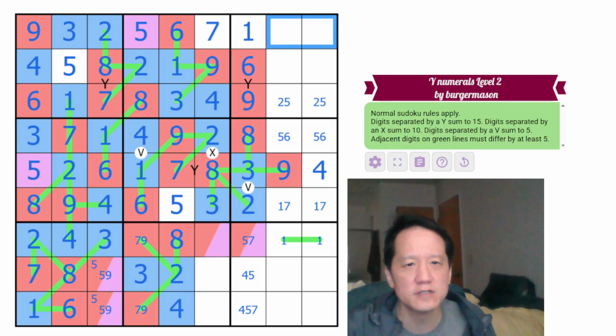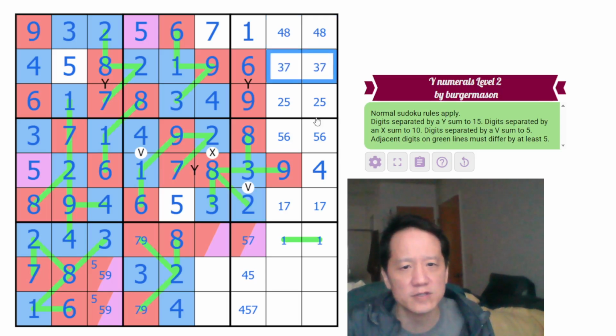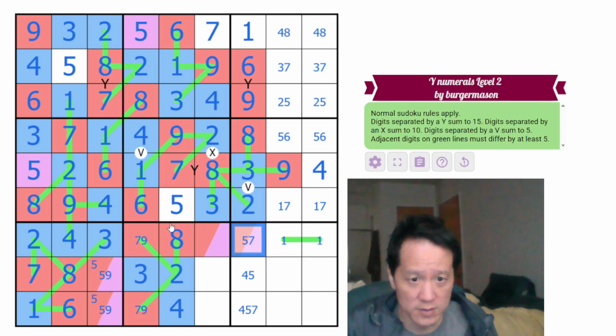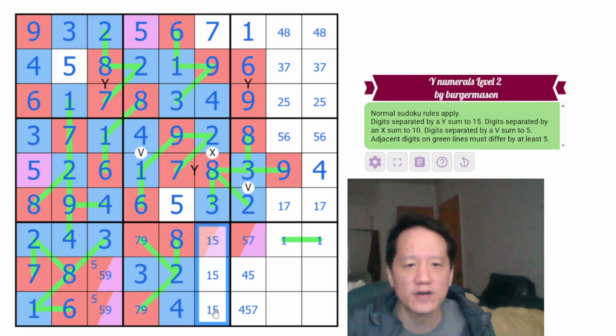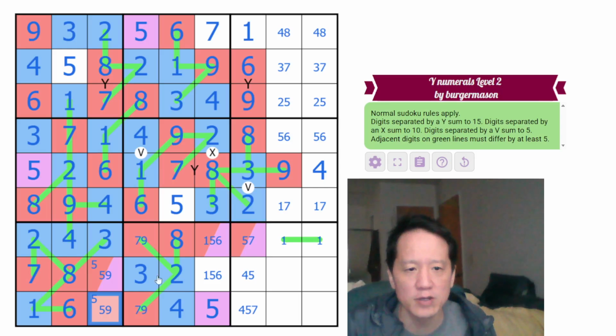So the remaining digits here are 4 and 8. Remaining digits here are 3 and 7. Remaining digits here are 1, 5, and 6. But this can't be 1 or 6, so this must be a 5, which forces this to be the pink. So this cannot be pink, which makes this not high. This can't be pink, therefore this must be pink, so this is 5.